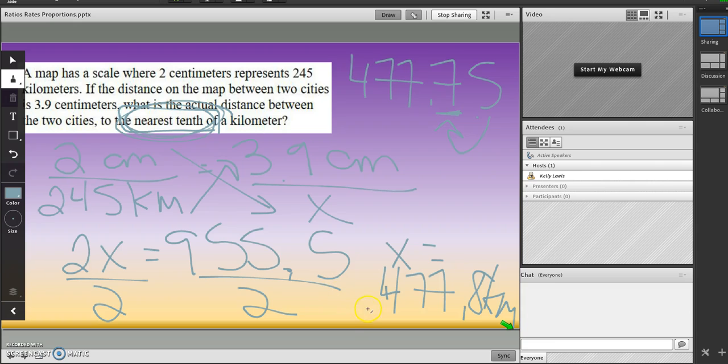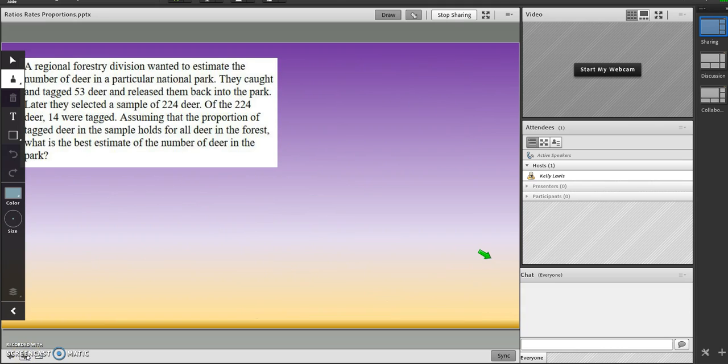Add kilometers. So 477.8 kilometers. This forestry division tagged 53 deer and released them back. Later, they selected a sample of 224 deer and 14 were tagged.